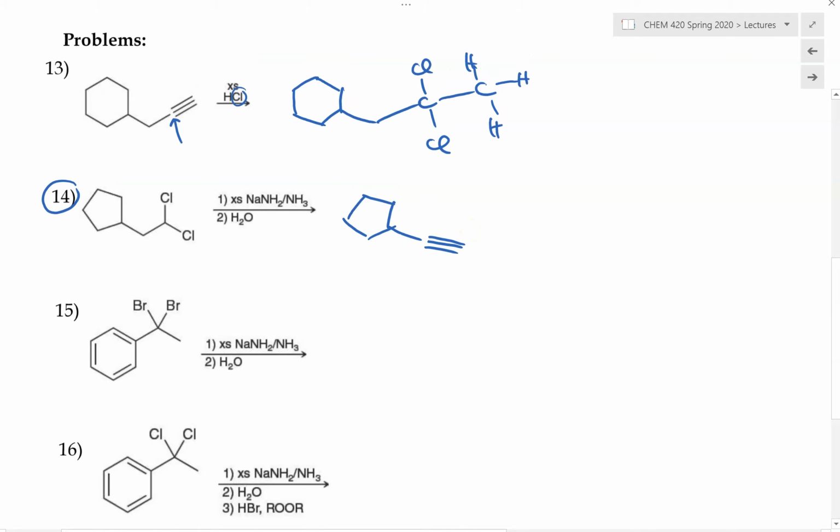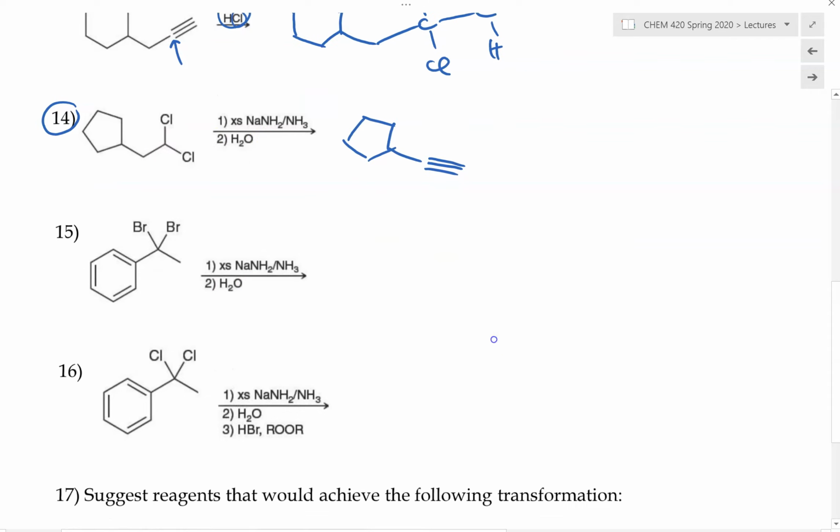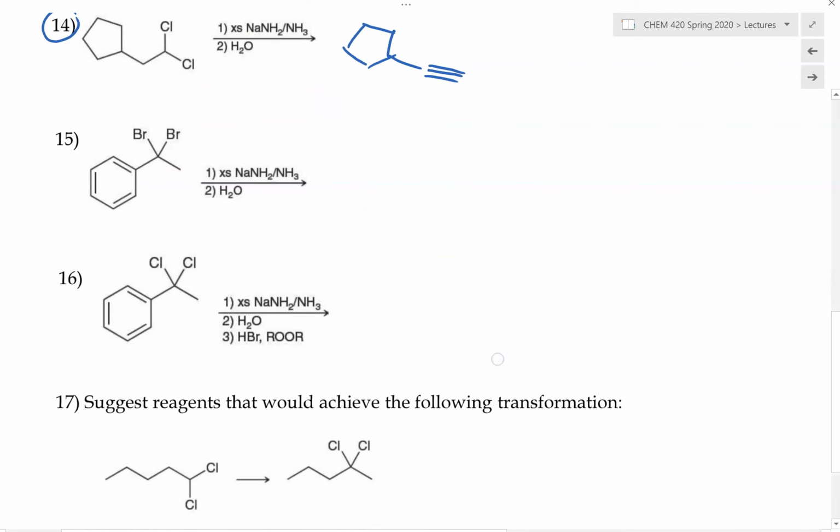So this addition and this elimination reaction are the opposite of each other. If we start out with an alkyne and we treat it with HX, we'll be able to convert it into a geminal dihalide. Versus in this case, if we start out with a dihalide reacting with a strong base, we'll be able to convert that back into the alkyne. So the two reactions are basically in the opposite direction.